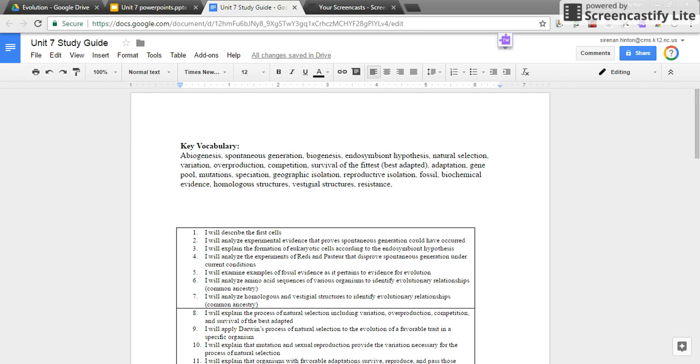Good morning, good afternoon. Now we will be preparing for our Unit 7 test tomorrow. We're going to start off with some key vocabulary words that you should know.